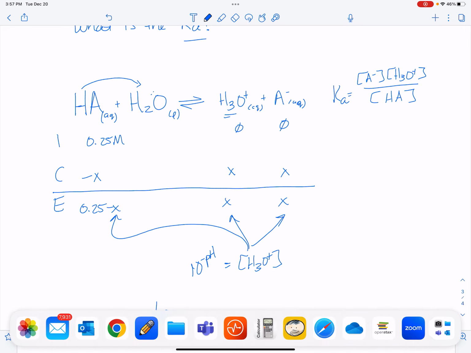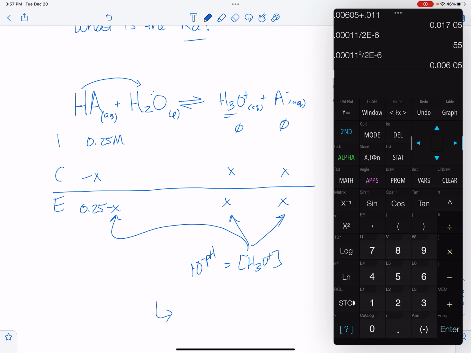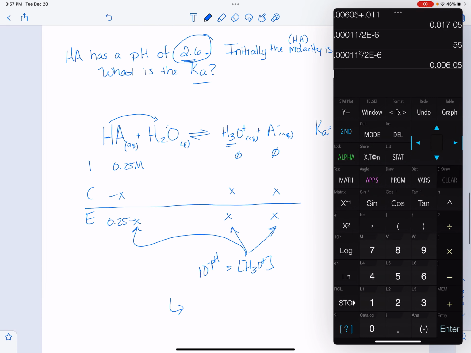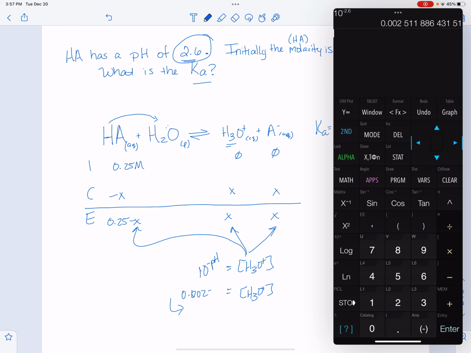I'm going to bring over my calculator. Let me actually do my math there. It's 2.6. So 10 raised to the negative 2.6 is H3O, which is equal to 0.002511. And I would generally try to keep that in your calculator with a whole lot of those extra digits. I might actually put the 9 in there too, because you're going to have a better number.